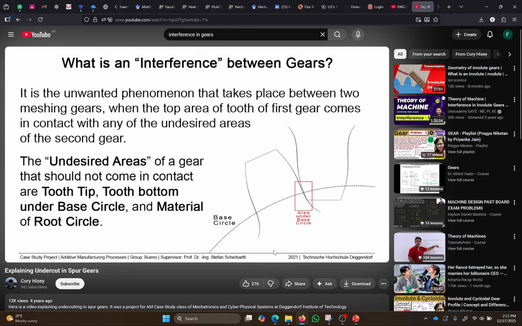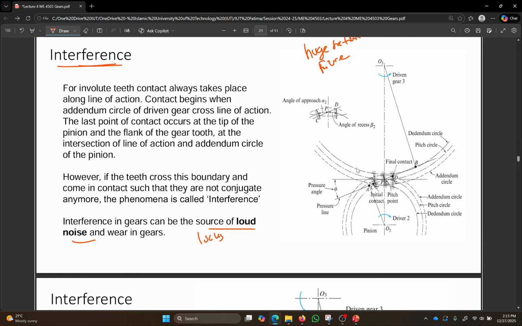And if I show an example, it can behave like this. Okay, so over here, look at this area over here. This is the base circle. This is the involute portion. This involute portion of this gear meshes with the non-involute portion of this gear. Okay, and this is called interference. This creates huge problems, undesired effects in gears, and we want to prevent this. Okay, you don't want this.